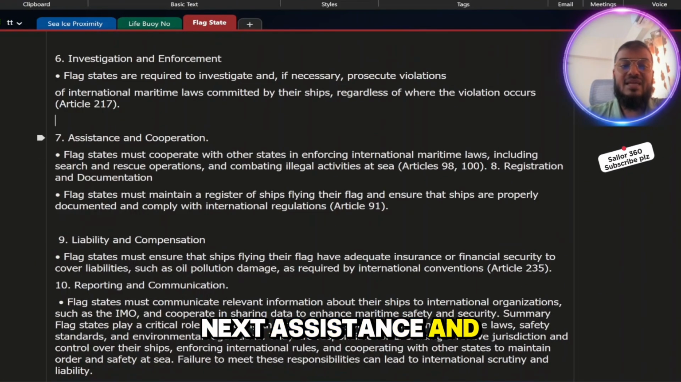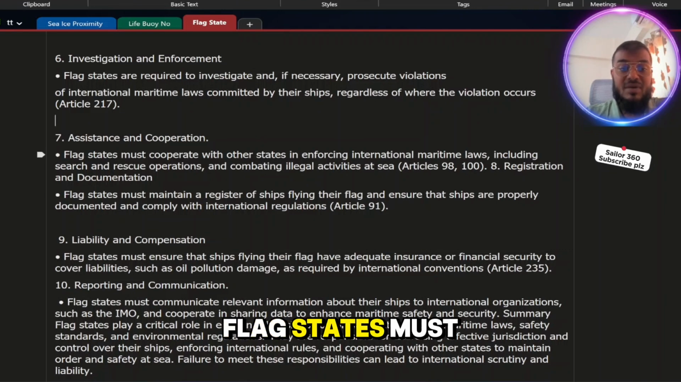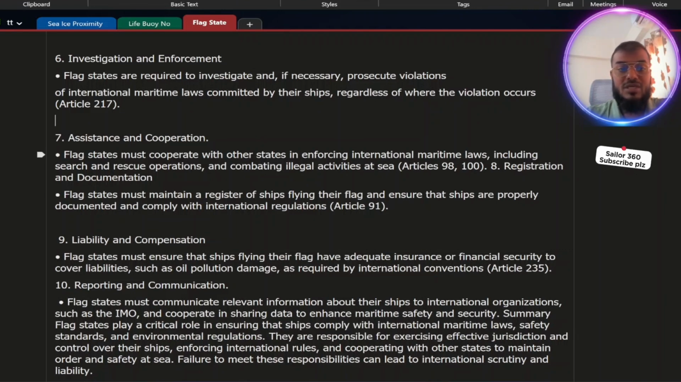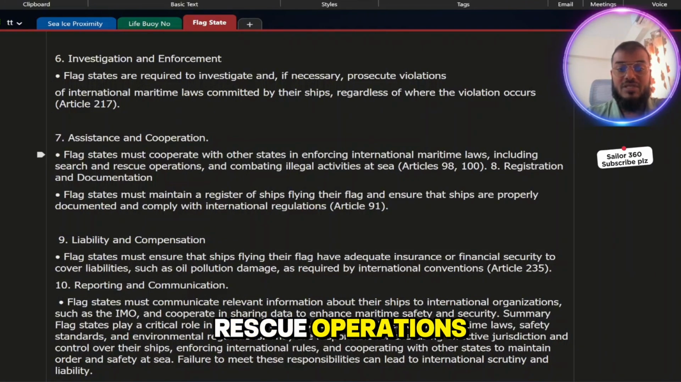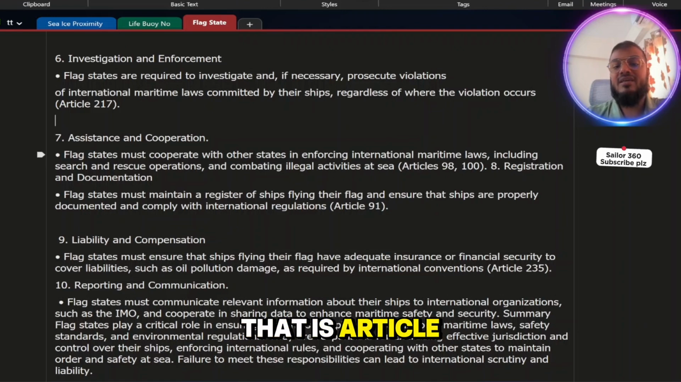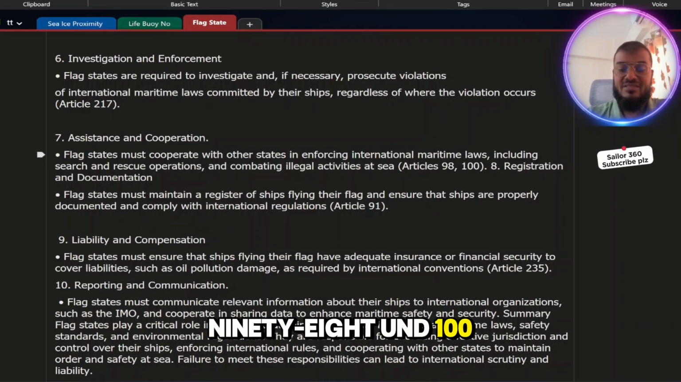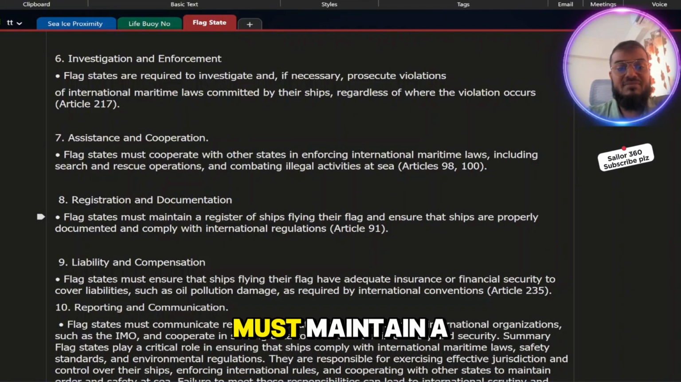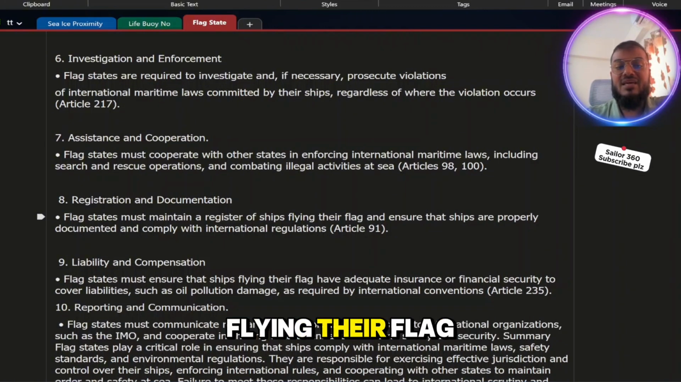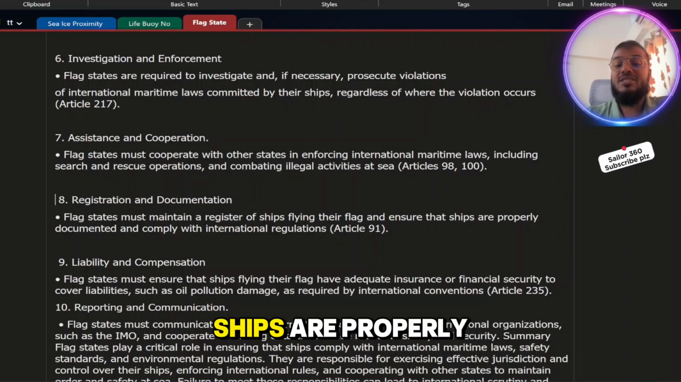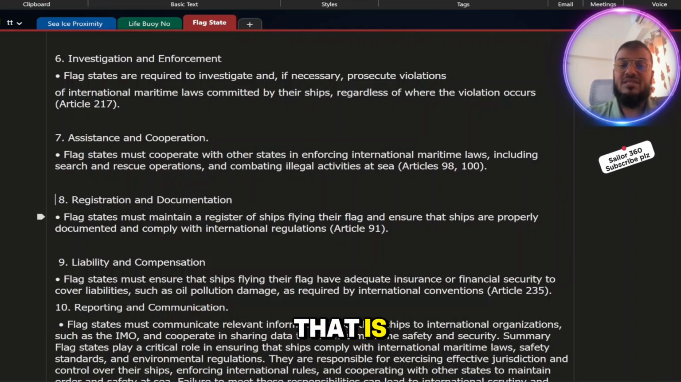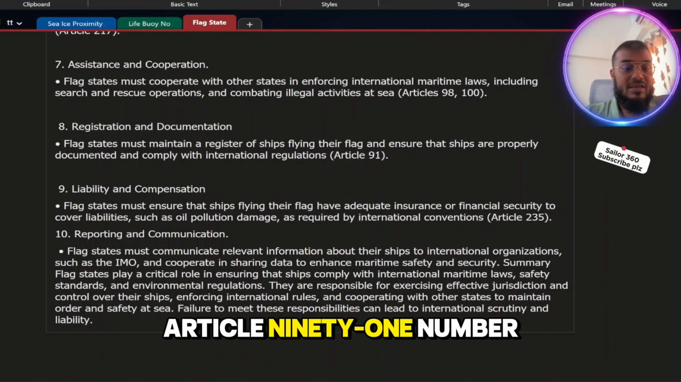Next, assistance and cooperation. Flag states must cooperate with other states in enforcing international maritime laws, including search and rescue operations and combating illegal activities at sea. That is Articles 98 and 100. Next, registration and documentation. Flag states must maintain a register of ships flying their flag and ensure that ships are properly documented and comply with international regulations, that is as per Article 91.